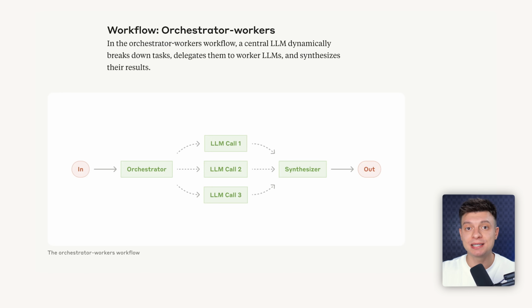It's basically a mix of routing and parallelization, the two patterns that we just discussed, right? Like routing, the orchestrator decides what needs to happen and where each piece should go. And like parallelization, it can run multiple LLM calls at the same time, but also it can handle tasks in sequence if one depends on another.